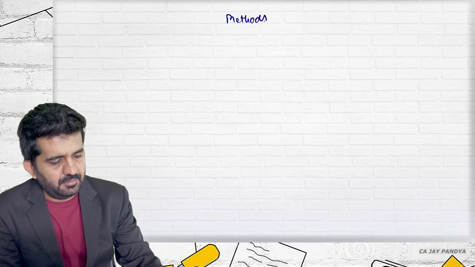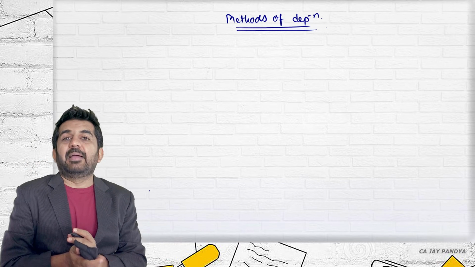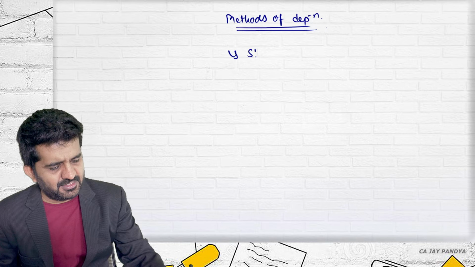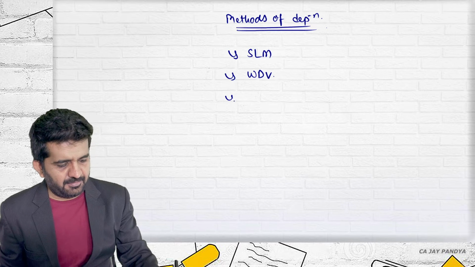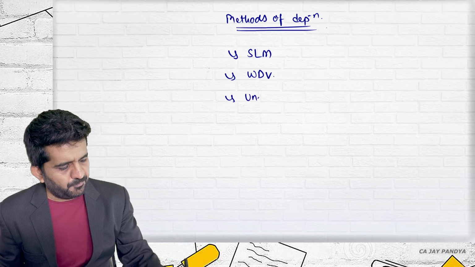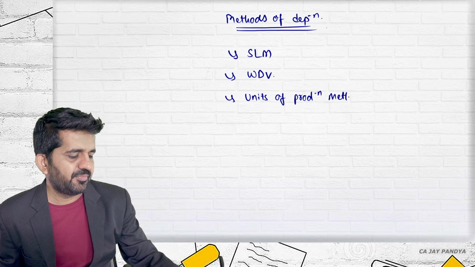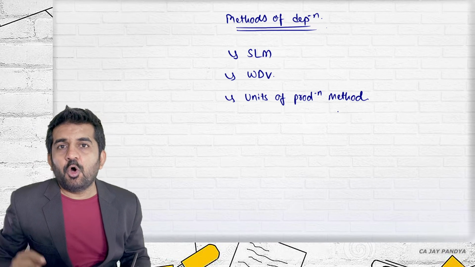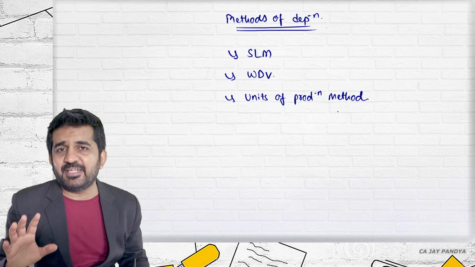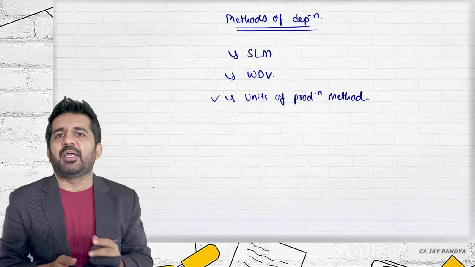Next, we are going to permissible methods. Methods of depreciation. I'm assuming you are very comfortable with all these methods: SLM, straight line method, and WDV, written down value method. Another is the units of production method. See, when your asset's wear and tear, or its depreciation, is practically based upon the use of that particular asset, you can use this method of depreciation.